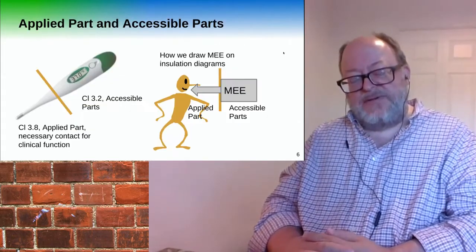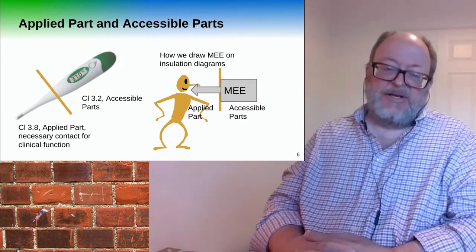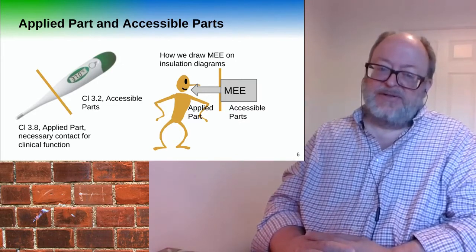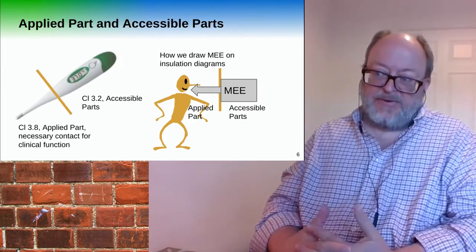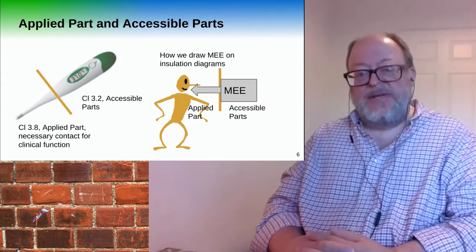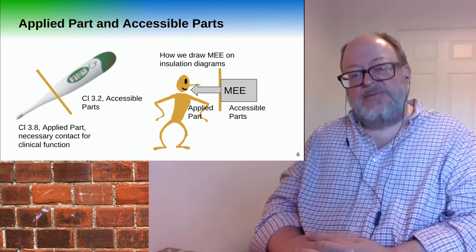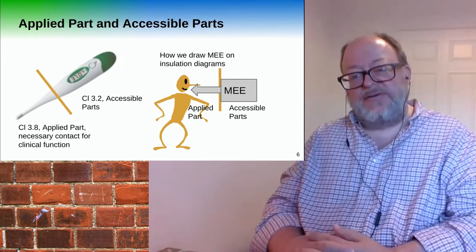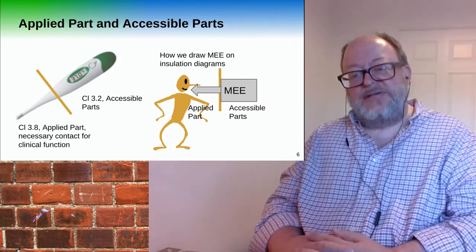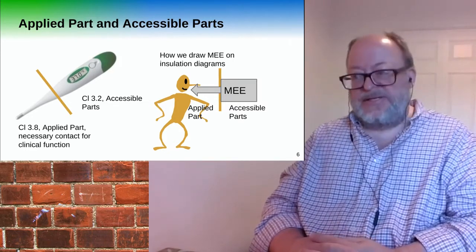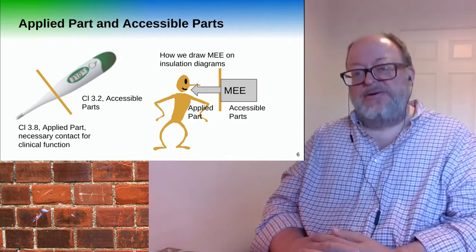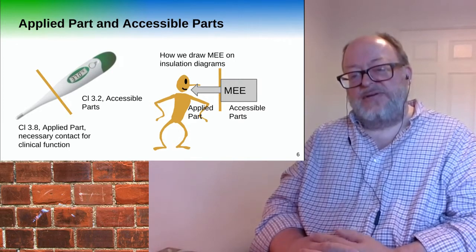We're going to have touch surfaces, the necessary contact for a clinical function. That's going to be your applied part. So for a thermometer, it's what we put in our mouth. And the accessible parts would be everything else. When we draw insulation diagrams, on the right there you can see the applied part is usually a block arrow, and then the rest of the equipment, accessible parts, is typically a box.